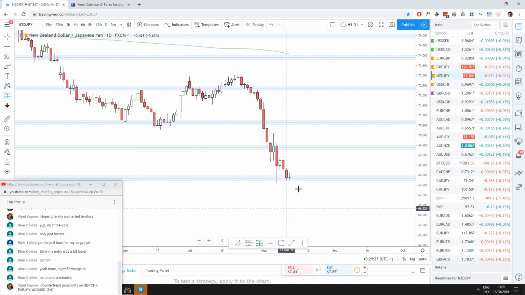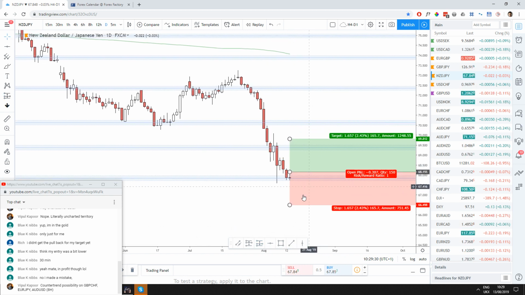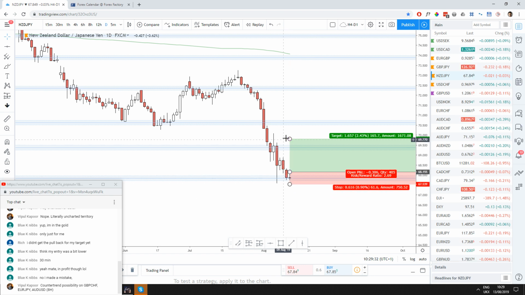Price is stalling out on top of support, so we're just going to look for a potential long from here.